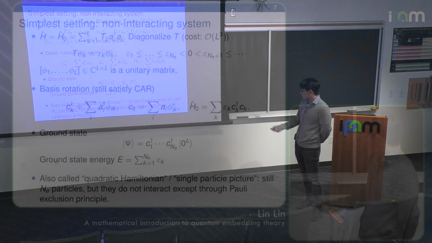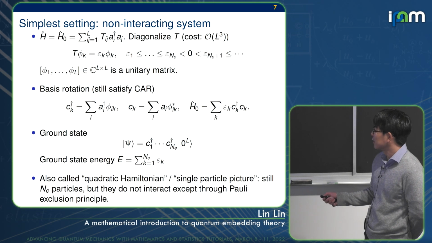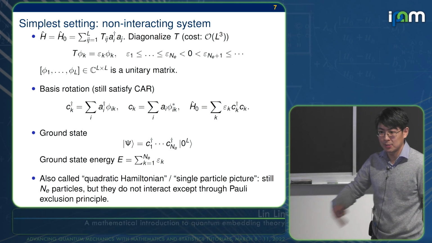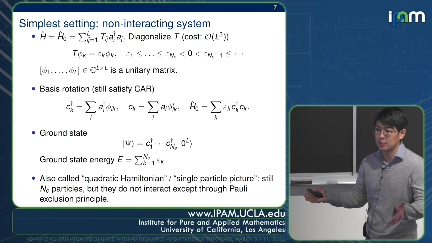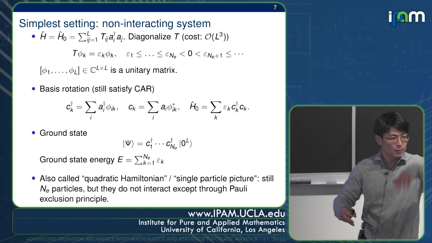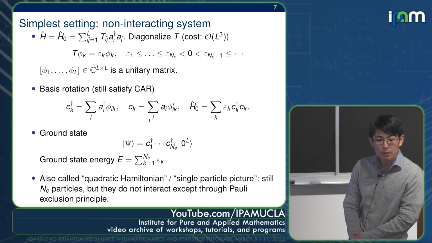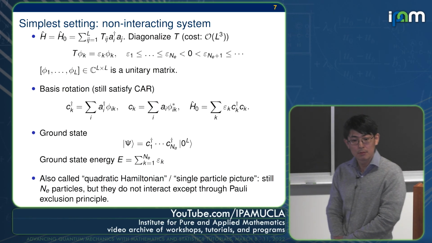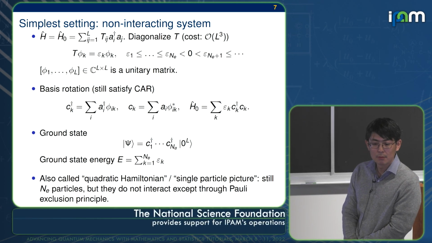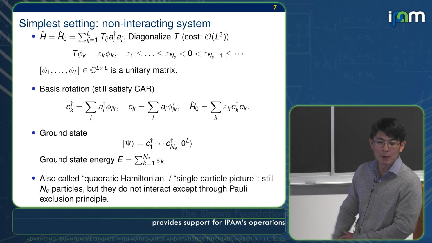This is also called the quadratic Hamiltonian because it's quadratic, called a single particle picture. There are actually still multiple particles. It's just that these particles don't interact with each other except through the Pauli exclusion principle, which means that you have to fill one by one. So the Pauli exclusion principle is here because even though we don't have the determinant, we kind of think in terms of spin, right? So these are spin orbitals.